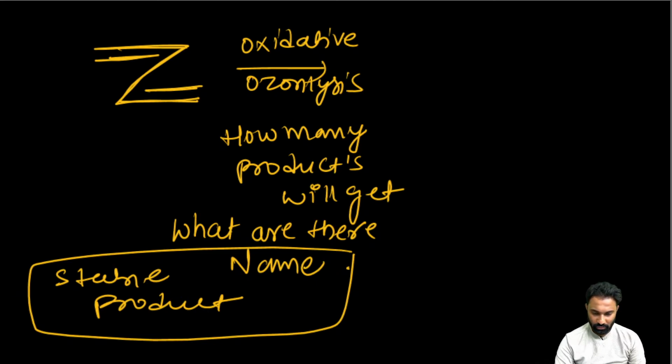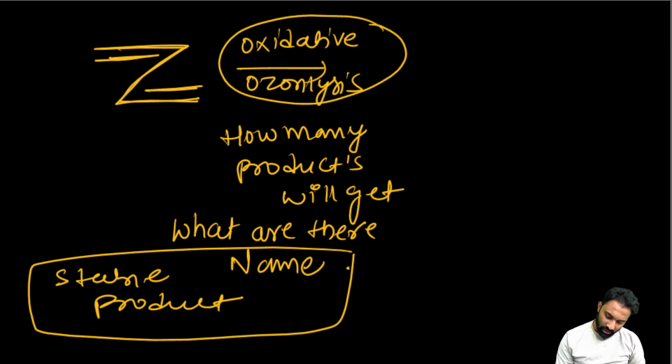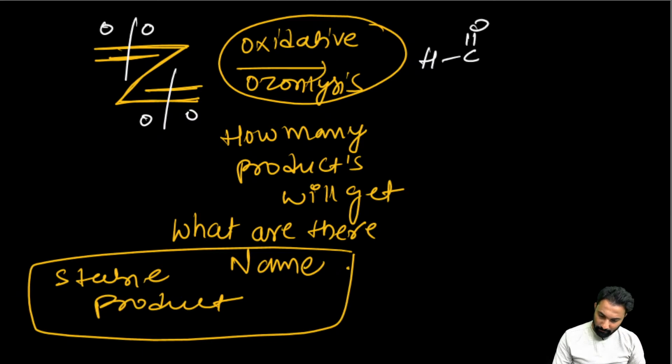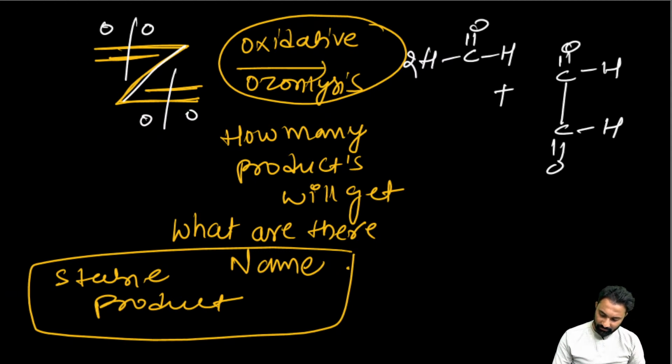Go to 3 into 1. Now we'll see. This is the oxidative ozonolysis, right? If they have given oxidative ozonolysis, then here we will get formaldehyde, 2 moles of formaldehyde, and the other one will get the aldehyde. This compound will get the aldehyde, and this compound will get the aldehyde.